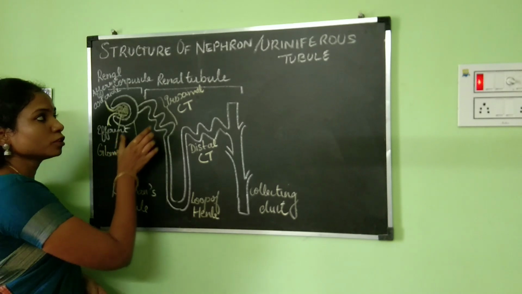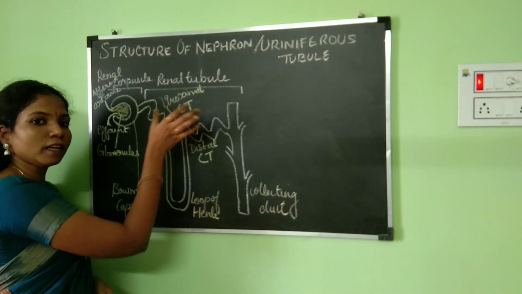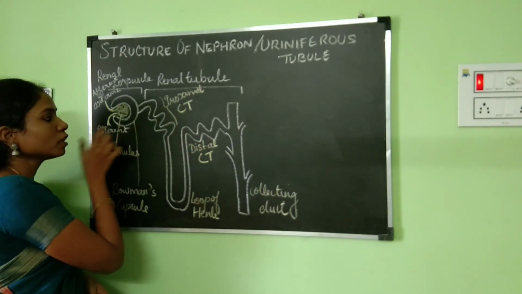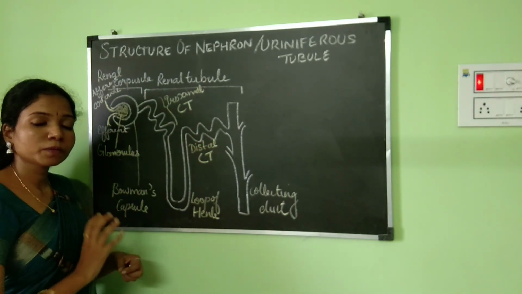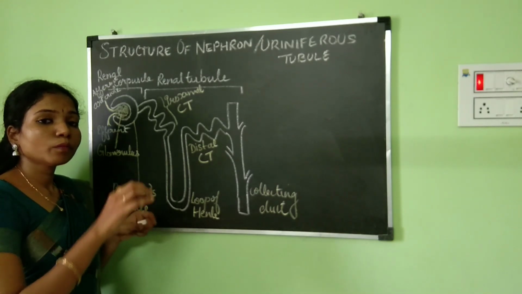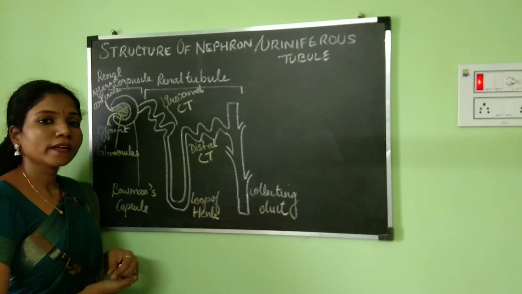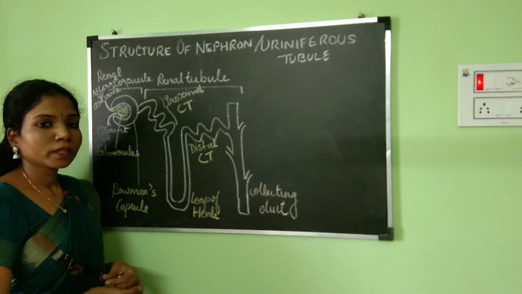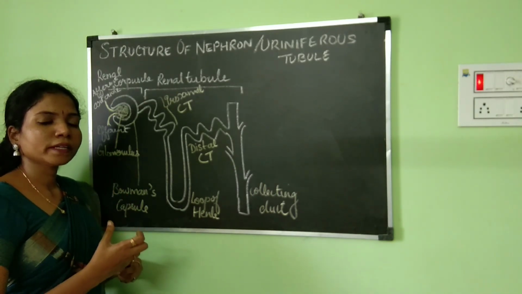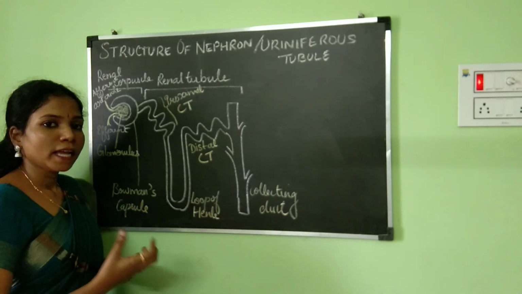So now let's take a look at the structure of the nephron once again. The nephron consists of two parts. One is the renal corpuscle and the other portion is called the renal tubule. The renal corpuscle consists of a cup-shaped structure which is called the Bowman's capsule, and inside the Bowman's capsule there is a dense network of capillaries which is called the glomerulus, which means a ball of thread in Latin.